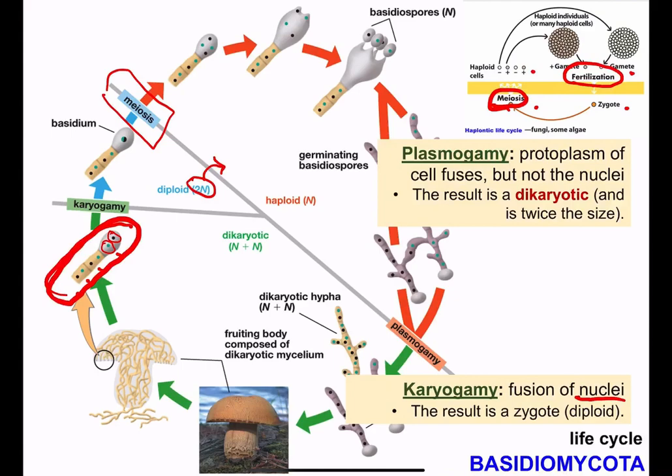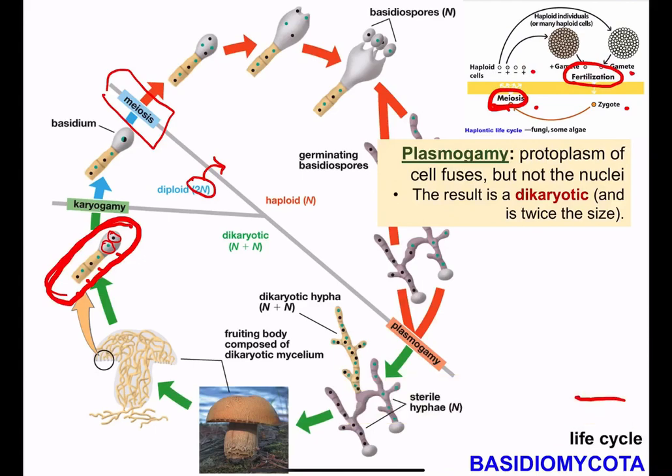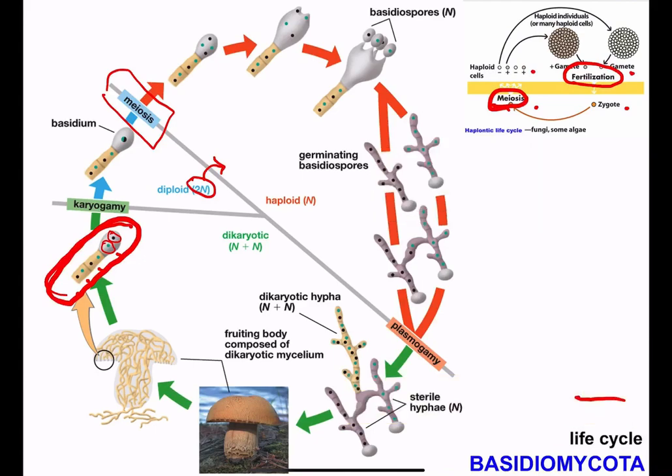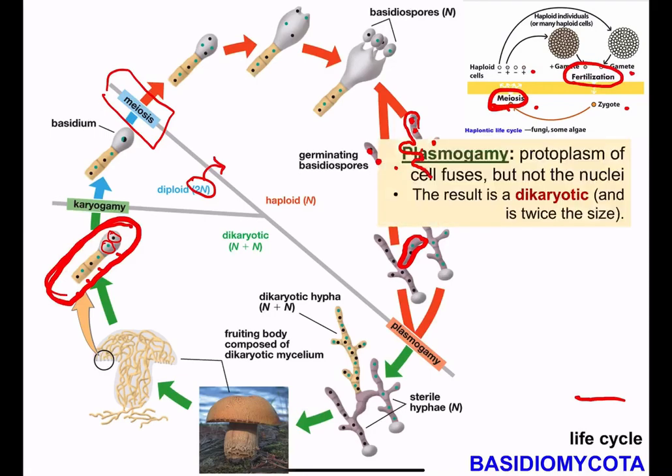But if you go back a step, how did that dikaryotic cell even form? Because most of the cells in a hypha are actually haploid. So here we have a haploid hypha. Each of the cells only has this one nucleus. Okay, same with over here. Each cell only has 1 nucleus. So in order to get a cell with 2 separate nuclei, plasmogamy must occur.